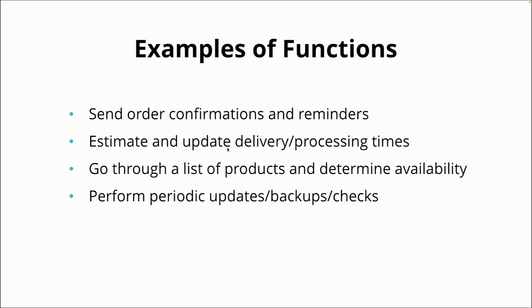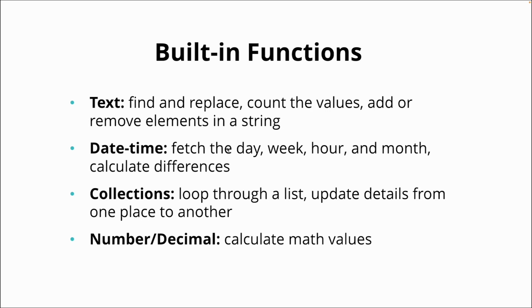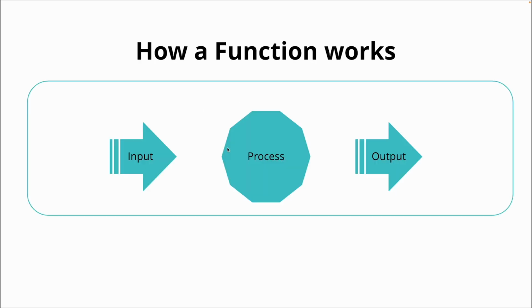Okay. These are a few samples. So we have the option to send order confirmation reminders, estimate and update the delivery process, go through the list of products and determine the availability, periodic updates, checks and backups which have to be done. Okay. We have a lot of built-in functions for each and every data type. We have built-in functions for text, for date, time, collections, numbers. Okay. And this is how the functions normally work. We gave input, so the argument which we passed on for that reject option, which is the record ID, was used to fetch the data, and then the output was produced. So this is how the function normally works.